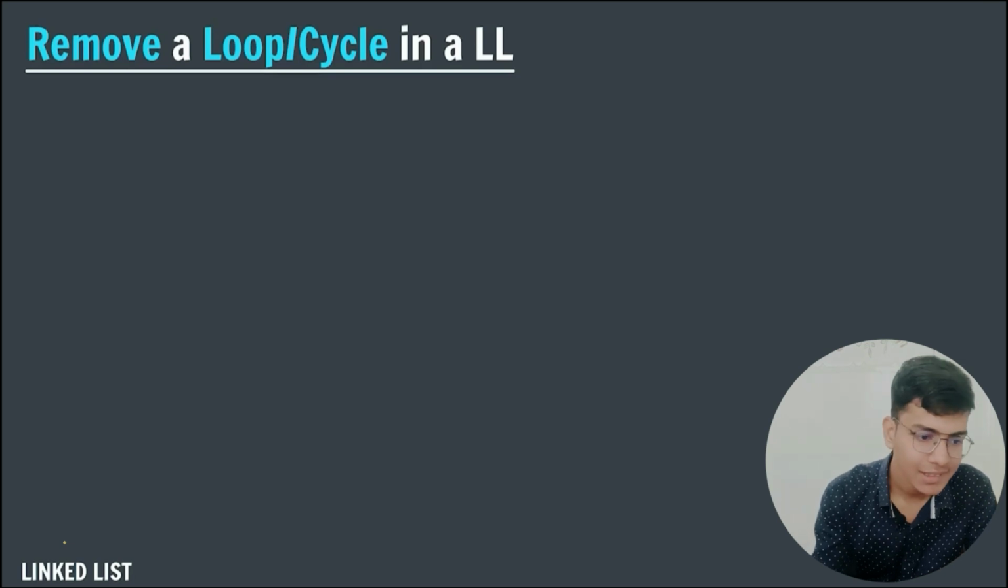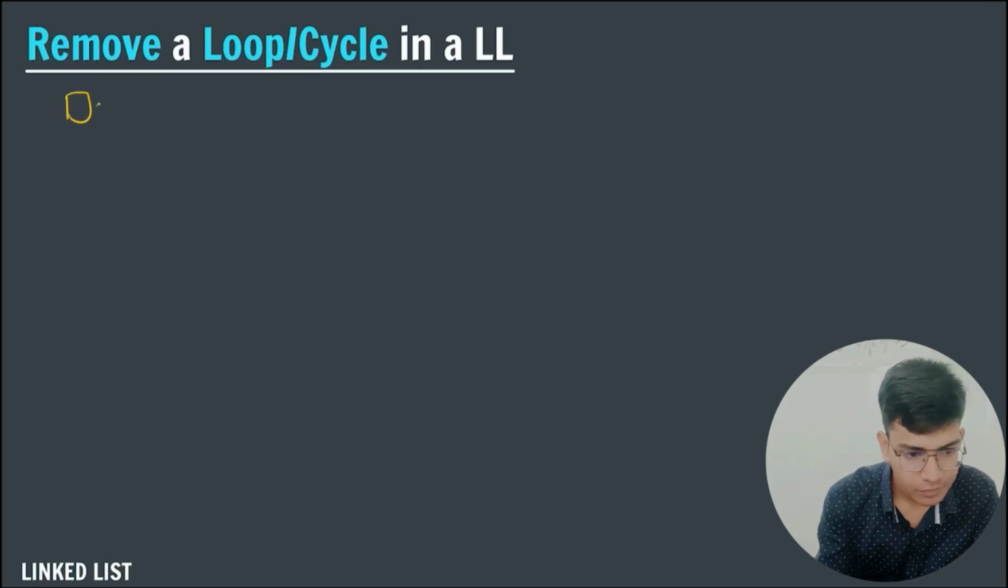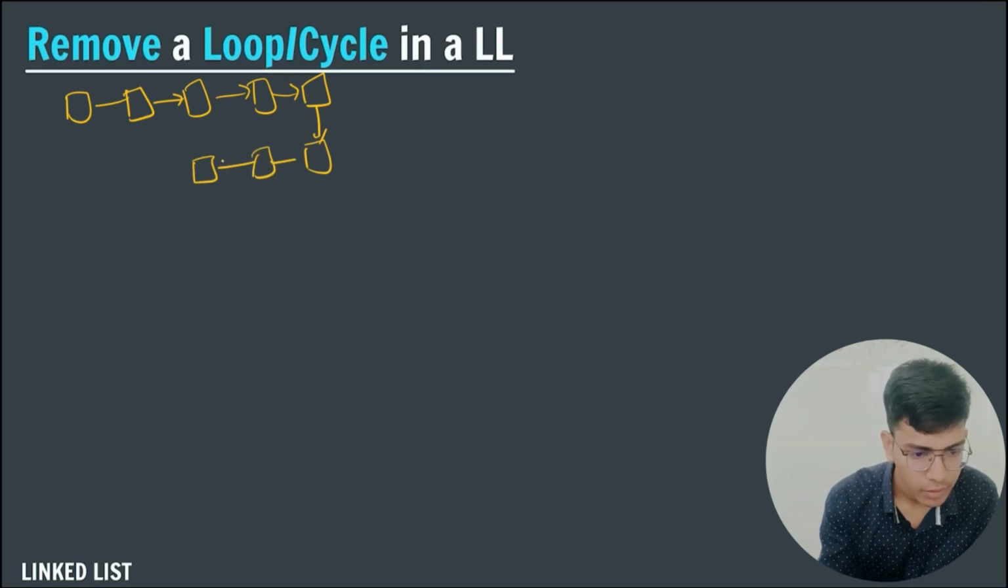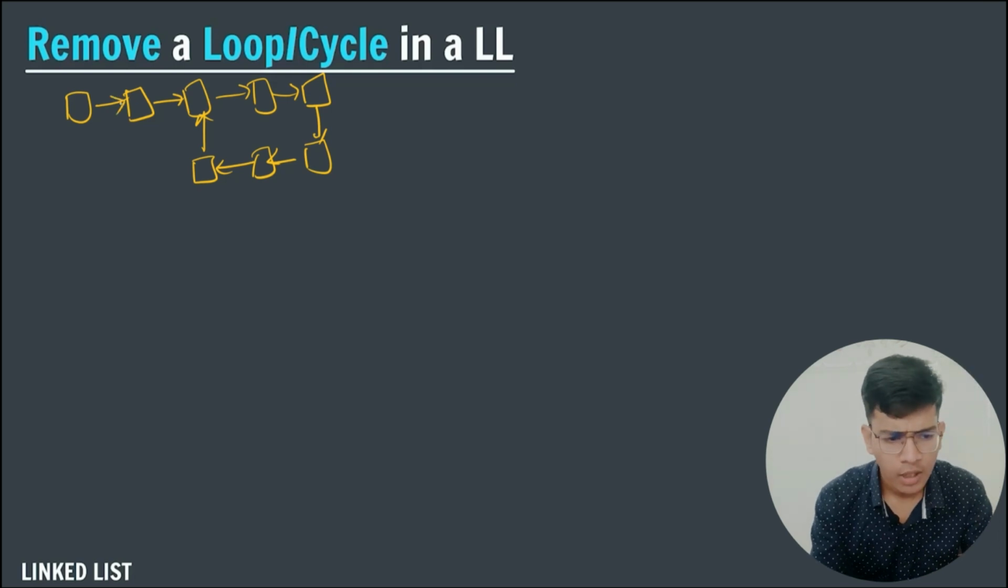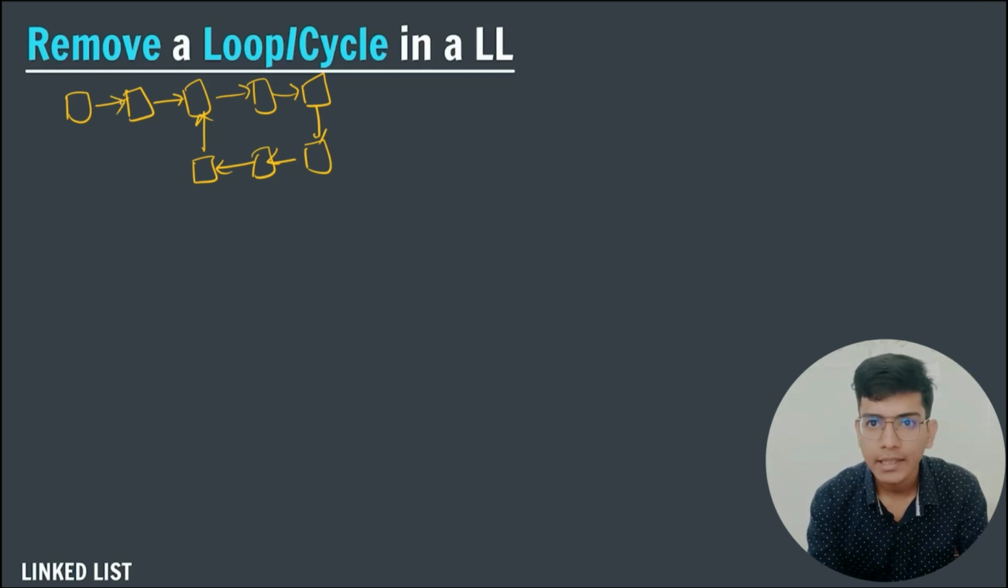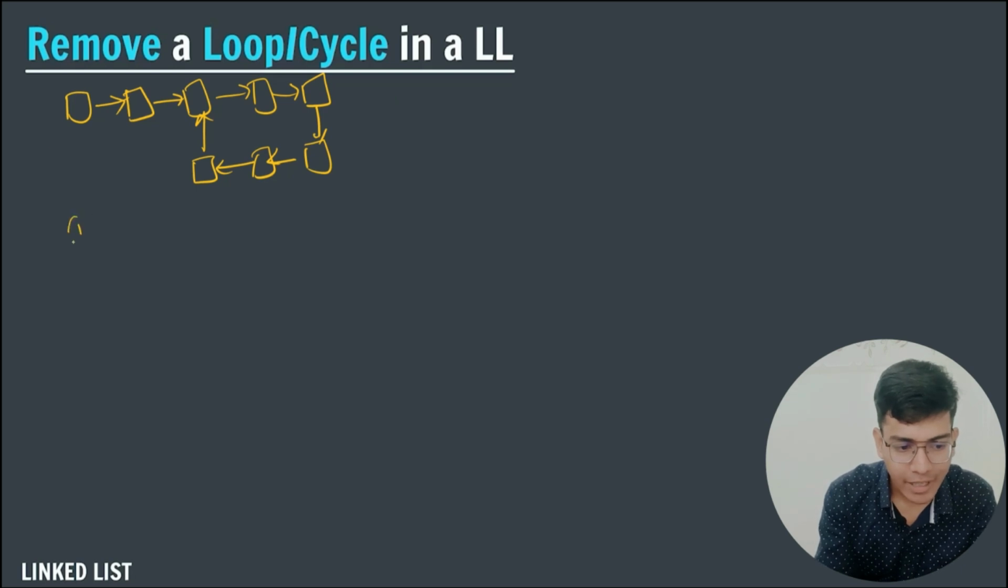For that, let us take a cyclic linked list 1, 2, 3, 4, 5, and it is pointing to this, and this one, and this. To remove a cycle in my linked list, I need to know two things. First, this is very simple. The first thing is to know the last node. Let us say 1, 2, 3, 4, 5, 6, 7, 8.